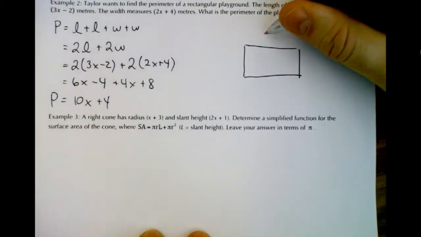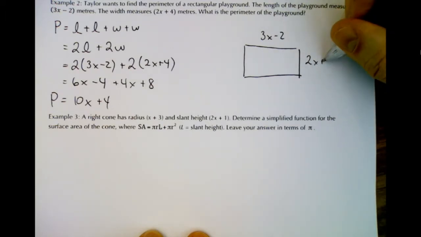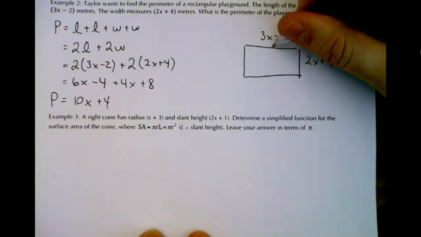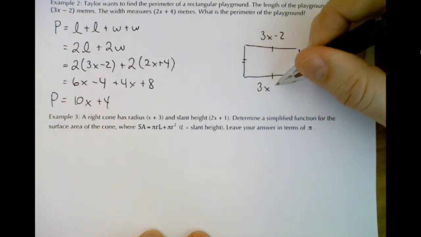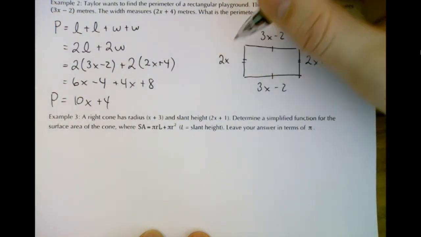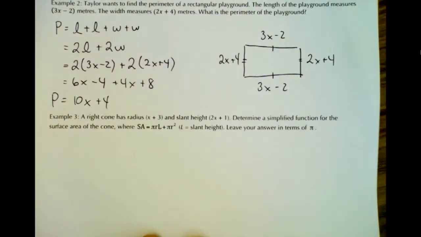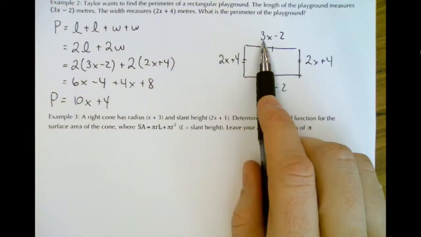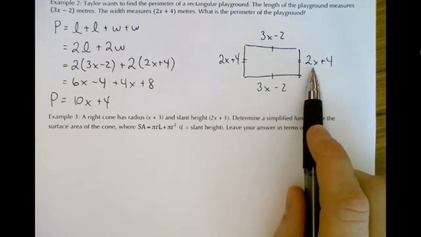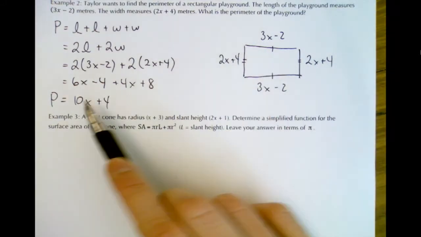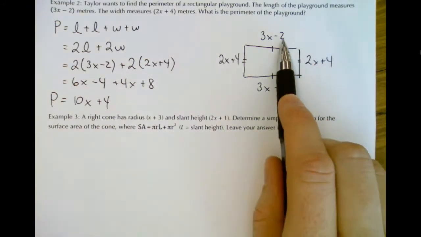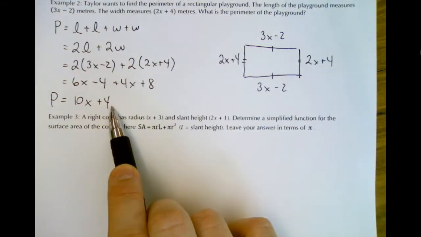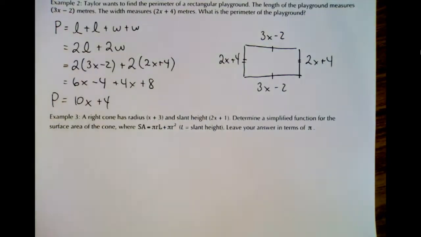We could have drawn it so you could see it too. Length and width. Length, 3x minus 2. Width, 2x plus 4. The lengths are the same, the widths are the same. In fact, if we label the other side, then it becomes really easy to see the answer. You just add the like terms. 3x plus 3x is 6, plus 2x is 8, plus 2x is 10. There's the 10x. 4 plus 4 is 8, minus 2 is 6, minus 2 is 4. There's the 4. Okay? Adding polynomials.